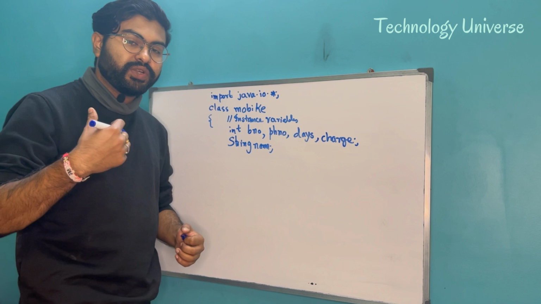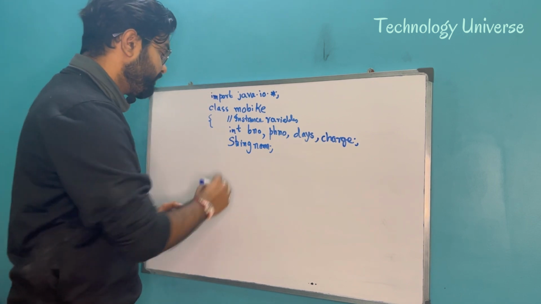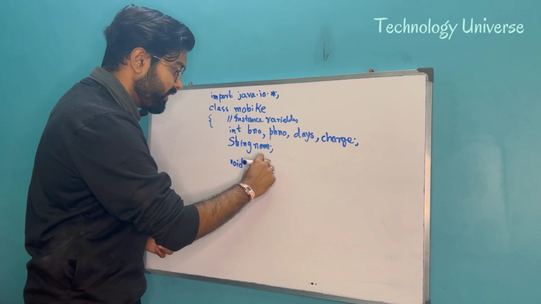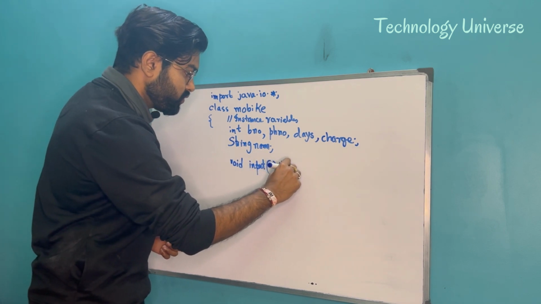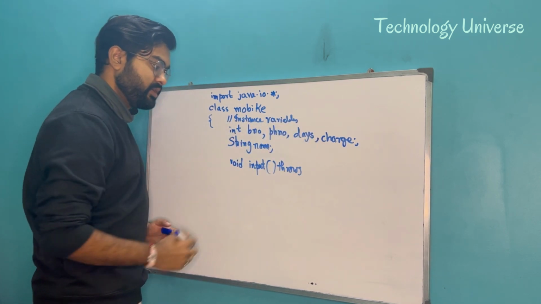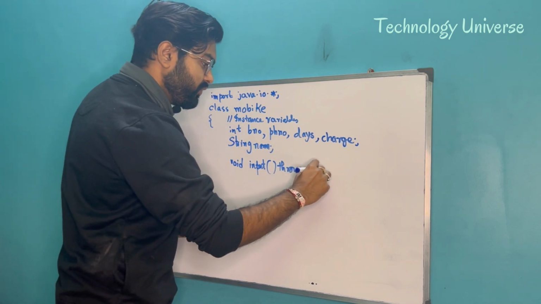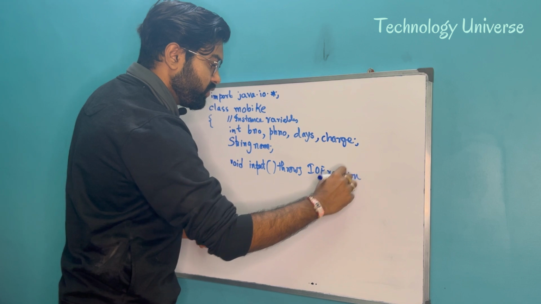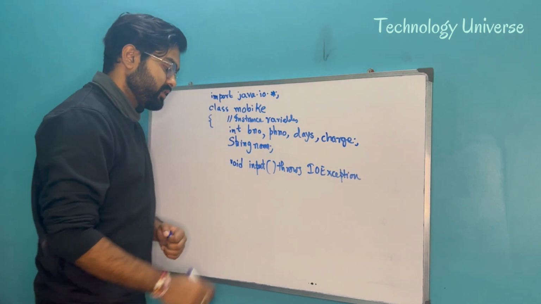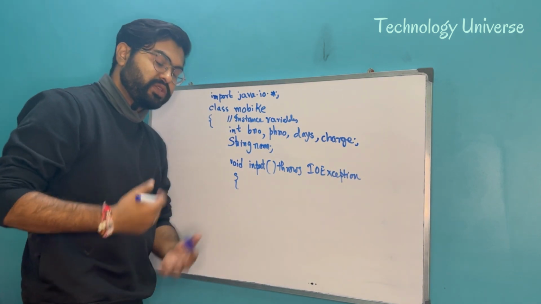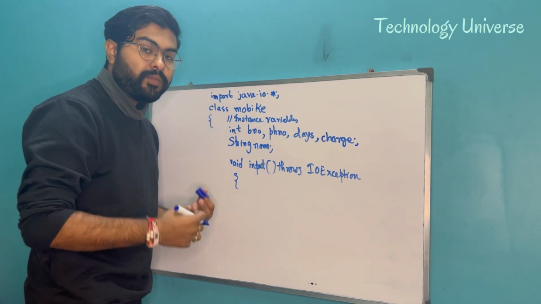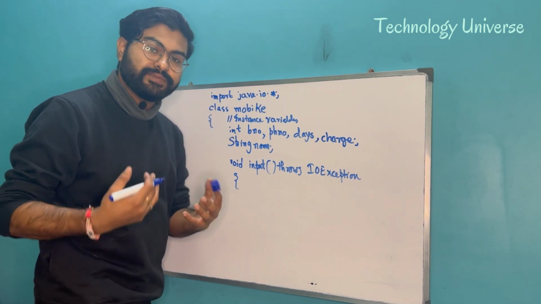The first member method in the question is void input. So first one would be void input. The task of void input is to take input and store in respective variables. Okay. Since we are using BufferedReader to take input, I have to use this line throws IOException, because using BufferedReader and reading the inputs from the console window might throw some input output exceptions.